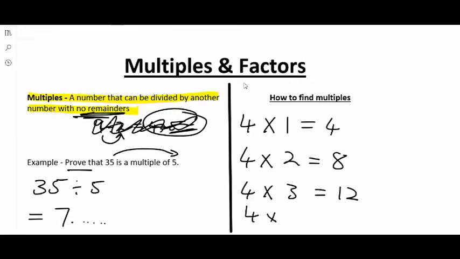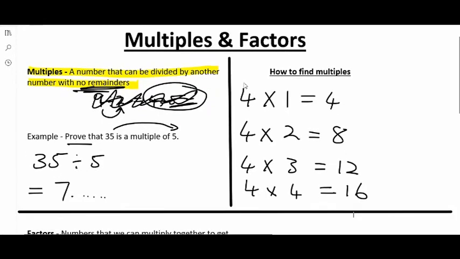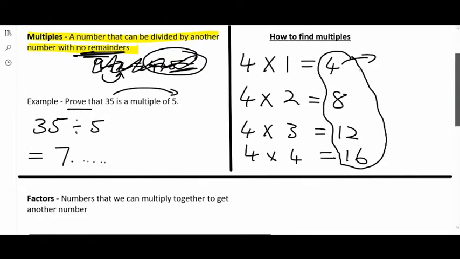Let's just do one more, for good luck. 4 multiplied by 4 will give us 16. The list can go on. We can go to 5, 6, 7, 8, 9, 10. The fact of the matter is that all of these numbers, 4, 8, 12, 16, are considered multiples of 4. Yes, 4 itself is considered a multiple of itself. Don't forget that number. That's a very important number.